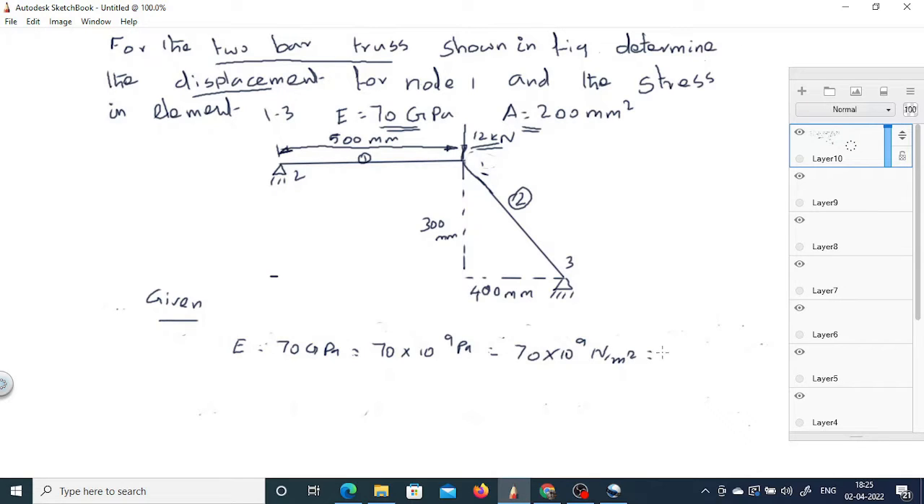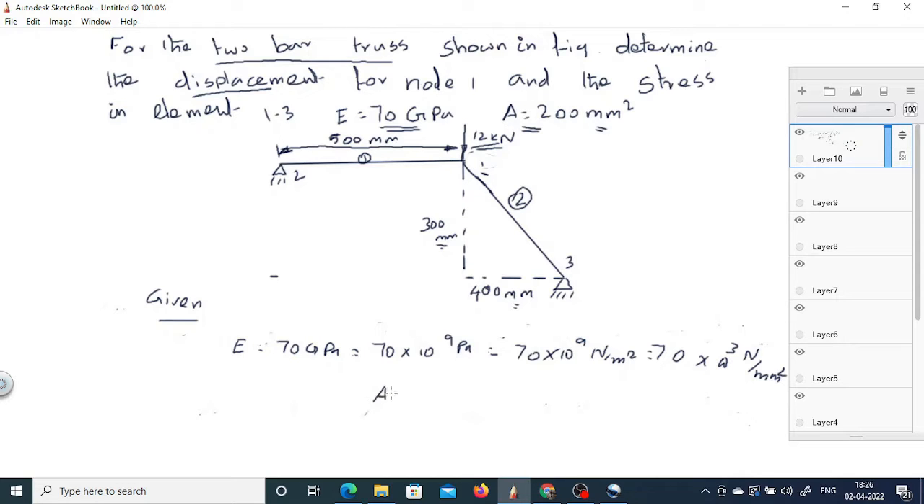Again I convert meter into mm for solving the problem, because the other data are available in mm. So I convert the meter into mm, so that the problem can be solved in mm square. So how can I convert? Yes, 70 into 10 power 3 Newton per mm square. This is a simple unit conversion. You should convert before starting the problem solution.